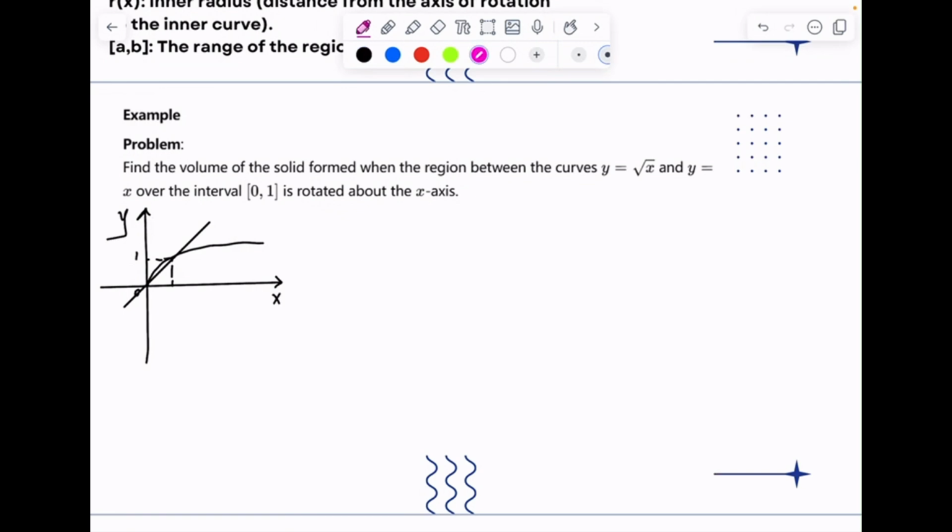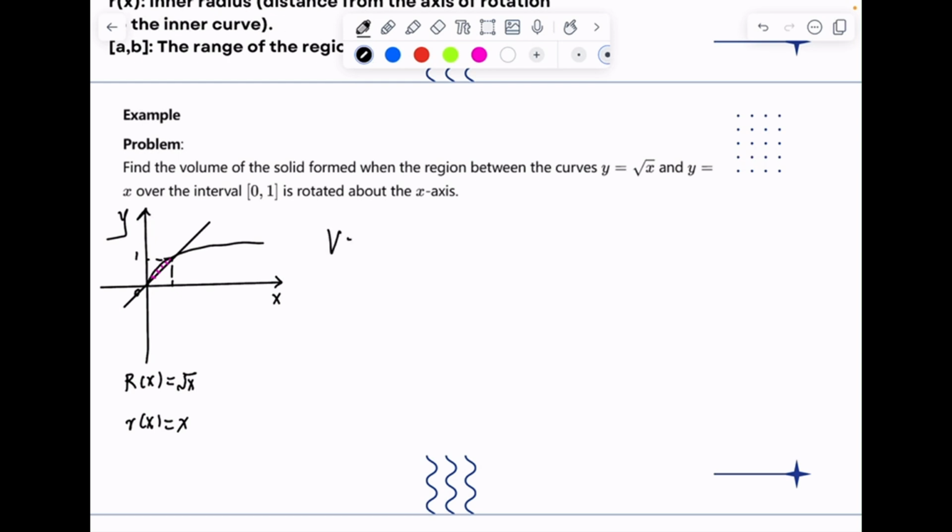And that area is this area. We need to find the outer R and the inner R first. The big R equals the root of x, and the small r equals x. And then we use the formula.